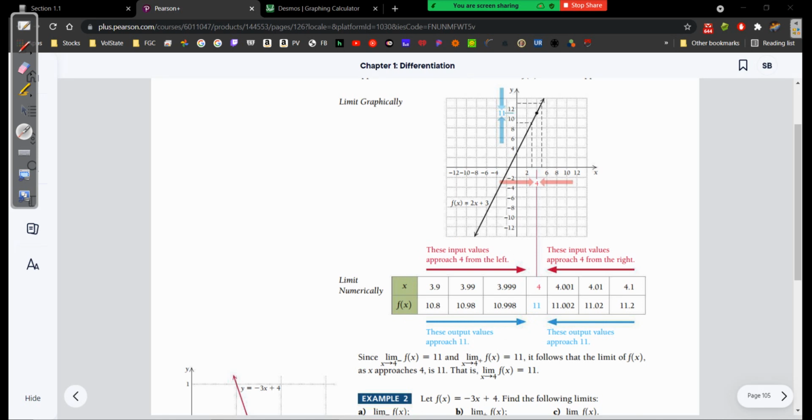Well, we do that from the right side. Of course, we're kind of out of room here. But as we're going down, 12, 10, 8, 6, and as we approach 4, right, 4.1, 4.01, 4.001. As we approach 4 from the right, we also approach that same number, 11. Okay, so to sum up this example, since we have a limit that exists approaching 4 from the left side, and since we have a limit as we approach 4 from the right side, then it follows that the limit of f of x as x approaches 4 is 11.